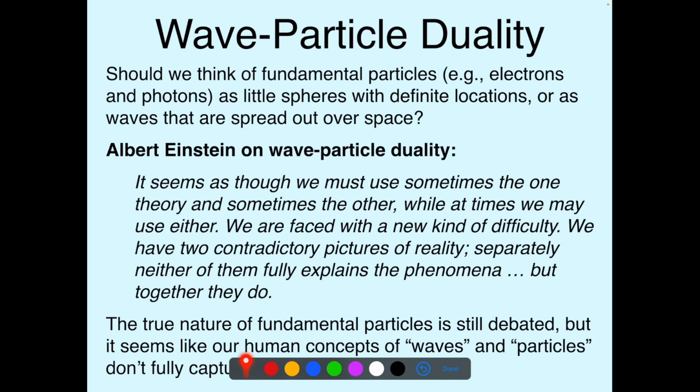Well, Albert Einstein had a nice quote about this, so I'll just read it to you. "It seems as though we must use sometimes the one theory and sometimes the other, while at times we may use either one. We are faced with a new kind of difficulty. We have two contradictory pictures of reality. Separately, neither of them fully explains the phenomena, but together they do."